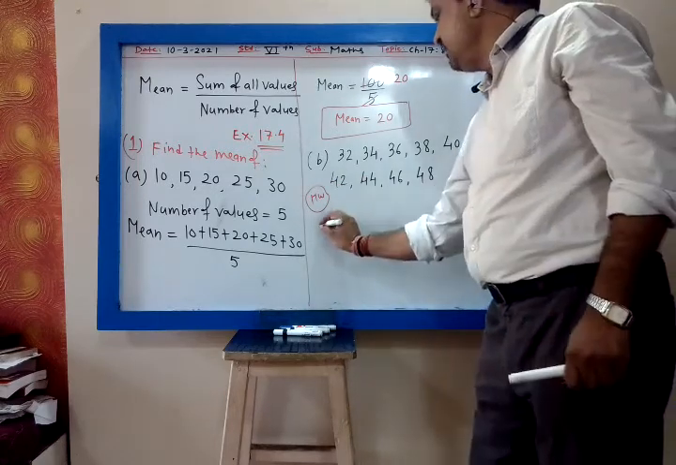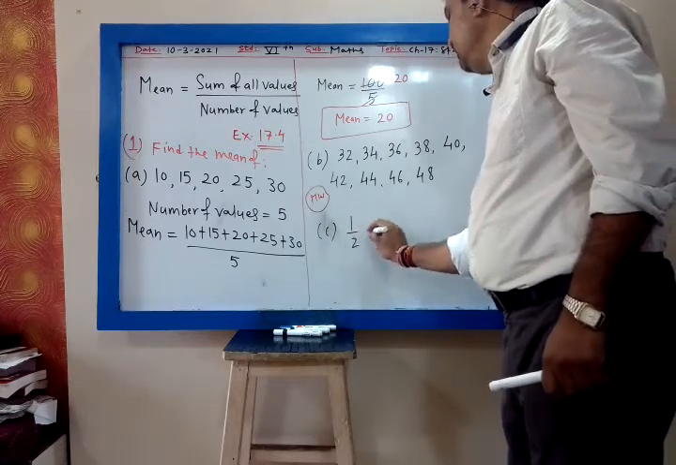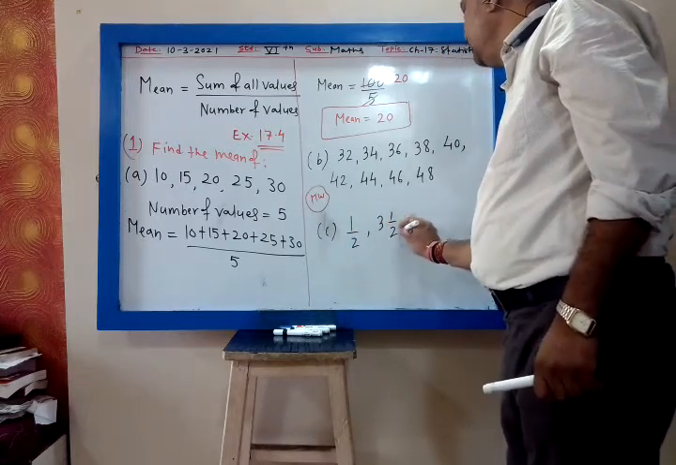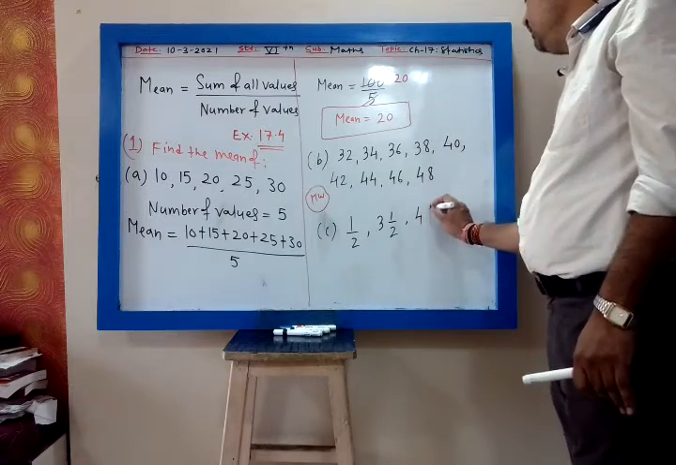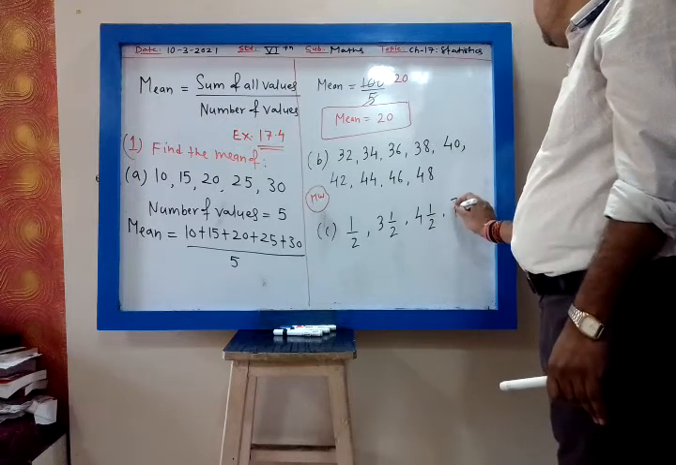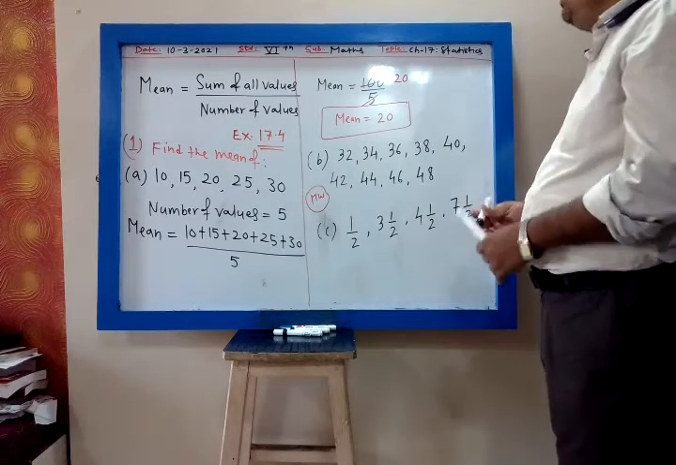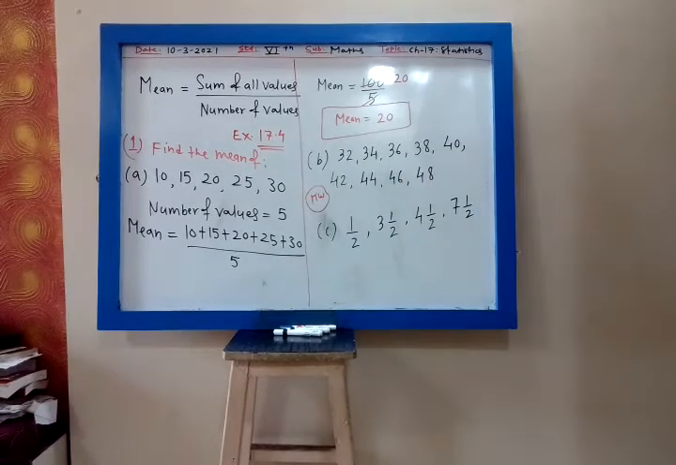Then C part: it is 1 by 2, 3 and 1 by 2 mixed fraction, 4 and 1 by 2, and then 7 and 1 by 2. B part is homework. C I will do. My dear, you add all the values and divide the total by the total number of values given. That is 9.